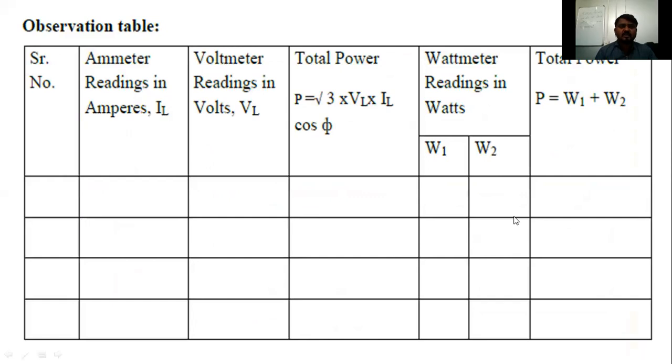And this is the observation table or tabular column we are going to call. The serial number we have to write. Ammeter reading indicates line current. Voltmeter reading to be written. Total power means by using this ammeter and voltmeter we calculate using this formula, and the calculated value you have to write here. And 2 wattmeters we are using in the circuit diagram. Wattmeter 1 reading, wattmeter 2 reading, and the total power by using wattmeter 1 plus wattmeter 2 we have to write here. Later we'll discuss the procedure.